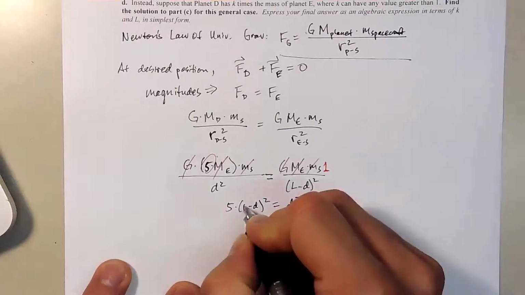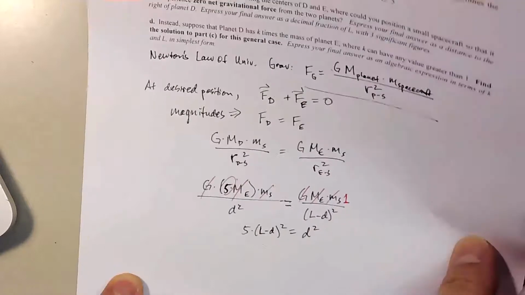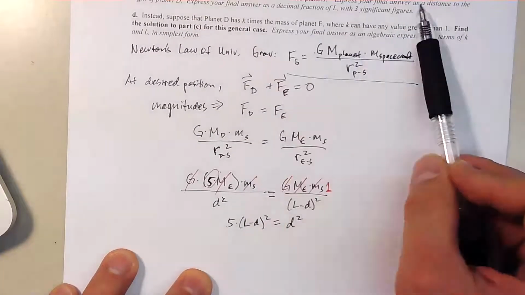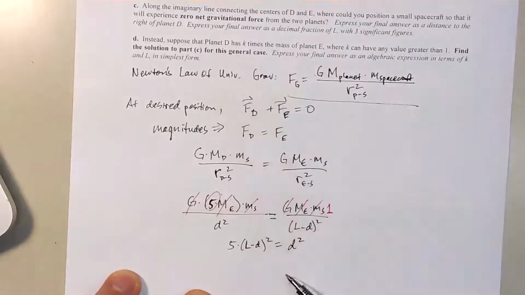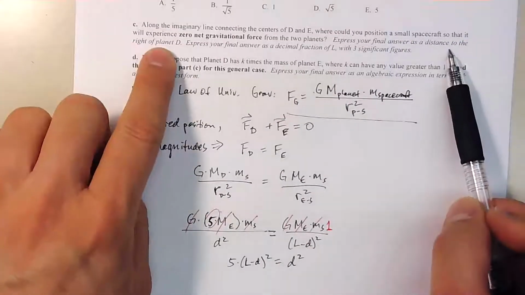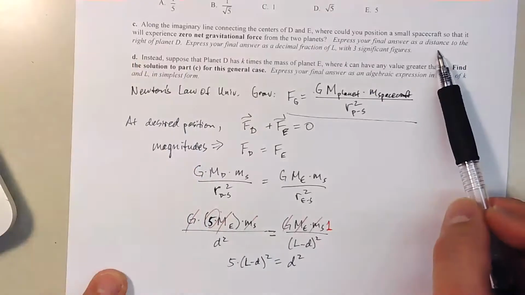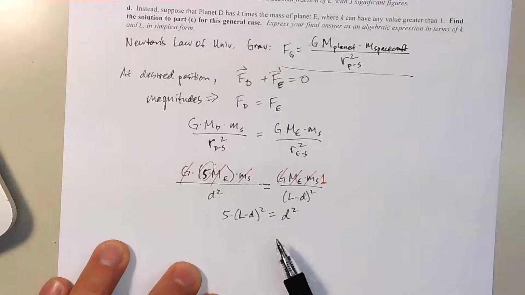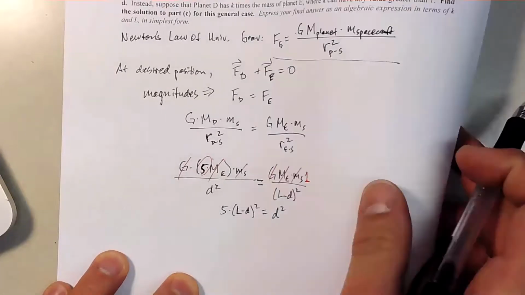That's great. Now we can pretend L is a sort of known quantity. So that will allow us to solve for d, the distance to the right of planet D, and allow us to solve for that in terms of L. So all we have to do is solve for little d here, and we will have answered part C.